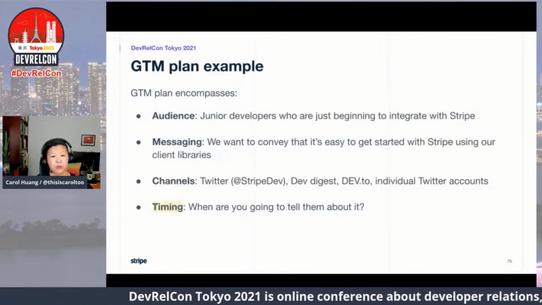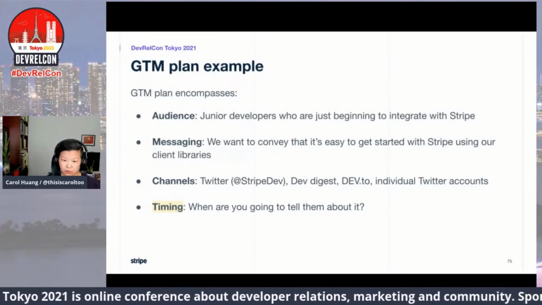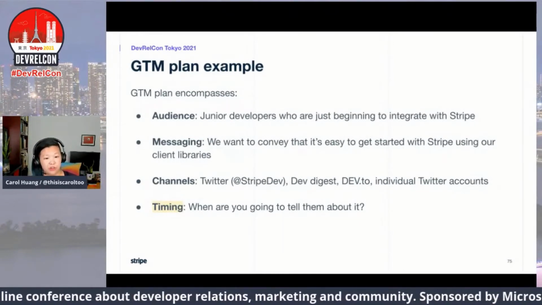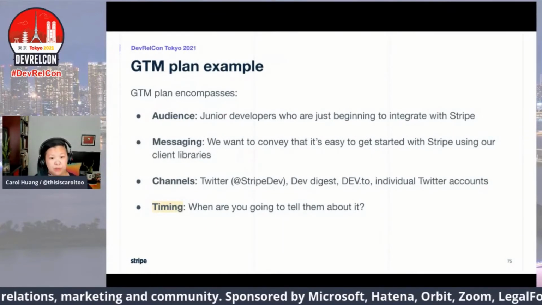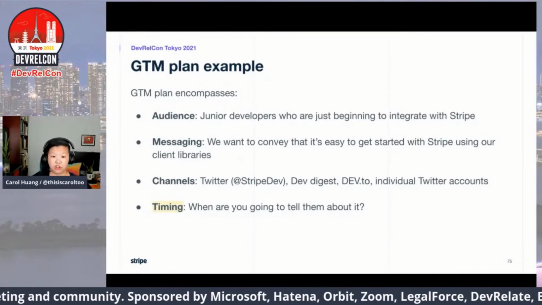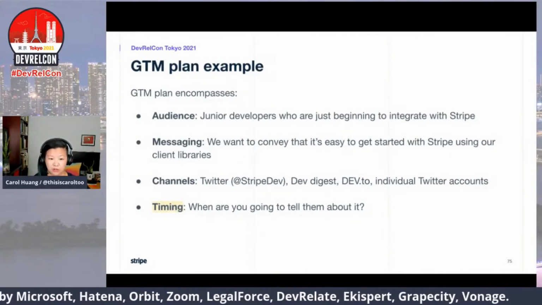We're able to actually fill most of this out. You can see that our dev marketer can easily slot in who our audience is, junior devs who are just beginning to integrate with Stripe, and what we want to tell them: it's easy to get started with Stripe using our client libraries. We know our channels because we know all the ways that we're talking with our devs. That's literally all channels means.